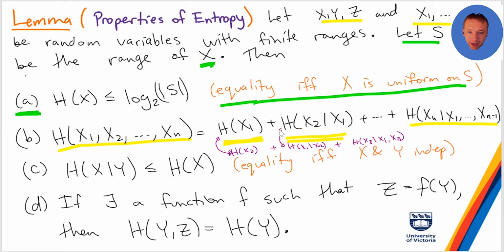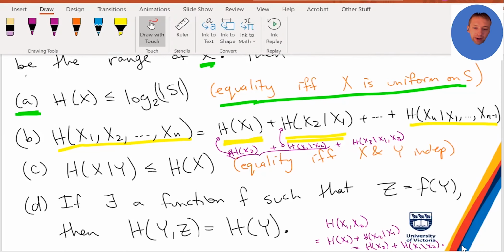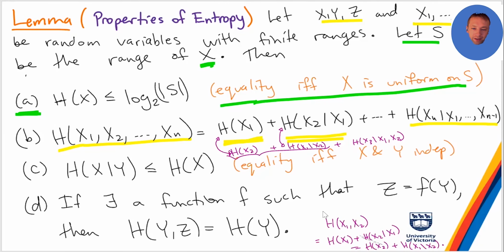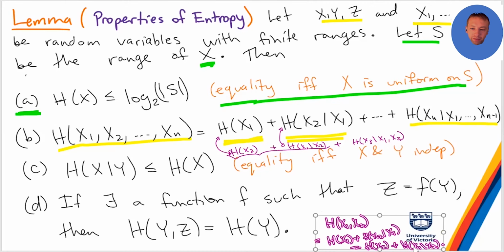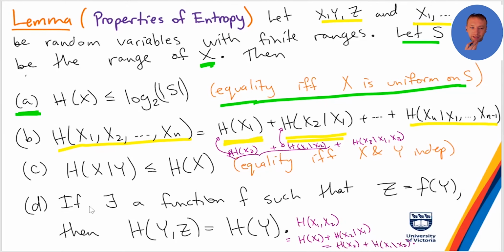So this might be different from that, but it turns out the sum of these two things is equal to the sum of those two things, because it'll just be h of x1, x2. So I can break up h of x1, x2 either way: h of x1 plus h of x2 given x1, or h of x2 plus h of x1 given x2. You can derive this with a bit of algebra from the definition of conditional entropy, that these things are the same. It's probably just a case of switching a sum or something.